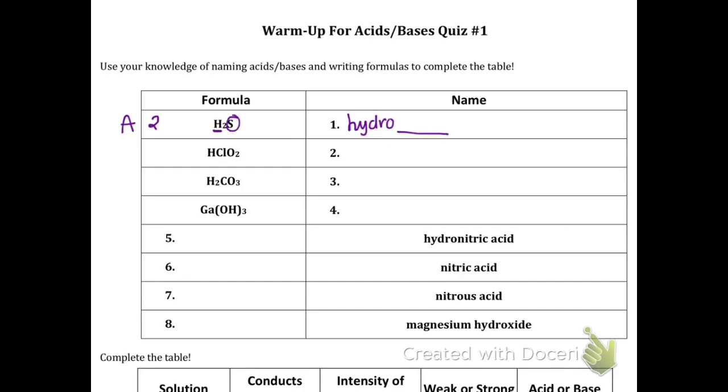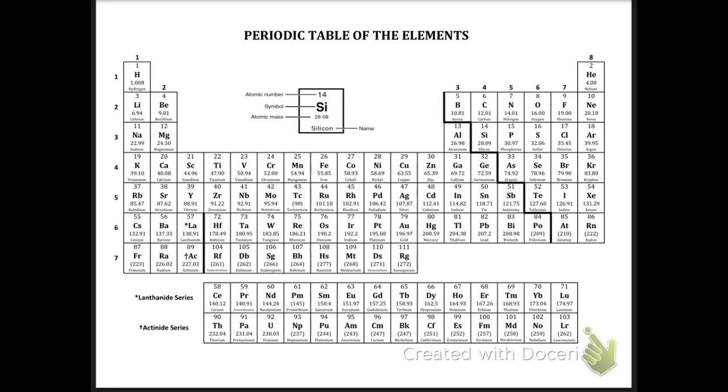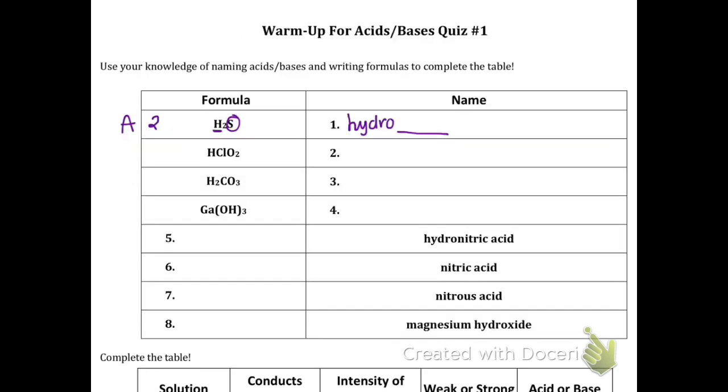So this element S, if you look here, S is sulfur. So we're going to write sulfur and then ic, acid. A common mistake here is people write hydrosulfic acid. If you do that, it's not a big deal, but sulfur is one of the few elements that uses its full name. So hydrosulfuric acid.